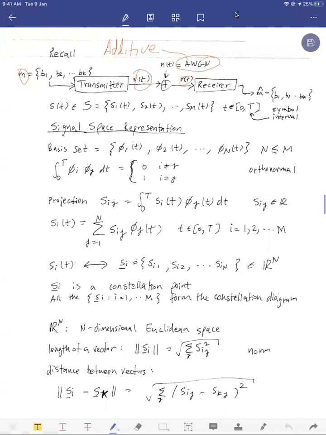So that's the additive. The W stands for white. And here white has to do with the statistical properties of the noise, right? Essentially, white refers to the power spectral density of the noise process, and what white means is that the power spectral density is flat. It's constant over all frequencies, right? Do you remember what power spectral density is? Who remembers what power spectral density is?